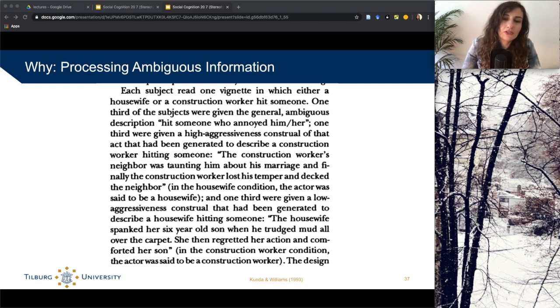And in the construction worker condition, the actor was said to be a construction worker, so it would be like: the construction worker spanked his 6-year-old son when he trudged mud all over the carpet. He then regretted his action and comforted his son. That is the design. So we have here basically 6 different versions of the story.